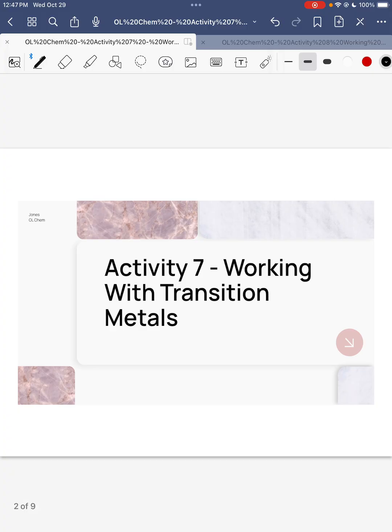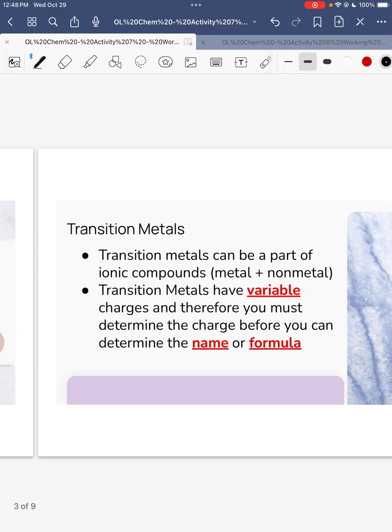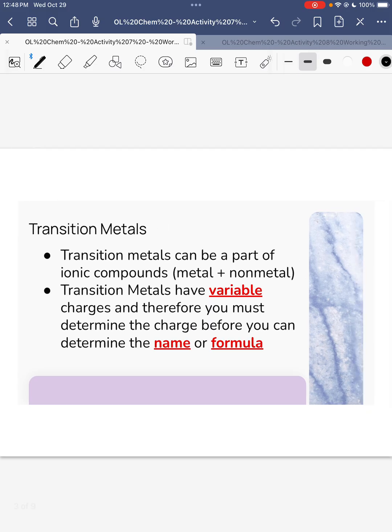Now, we're going to practice working with transition metals. It's worth knowing that at this point we should know pretty much all we need to know about covalent naming, but we still have a lot of work to do with ionic naming. So we're going to spend a large majority of our time focusing on ionic compounds. And transition metals are obviously a major part of ionic compounds because they're made of metals and nonmetals. We've often ignored transition metals because they have a variable charge, and therefore you have to determine the charge before you can determine the name or formula.